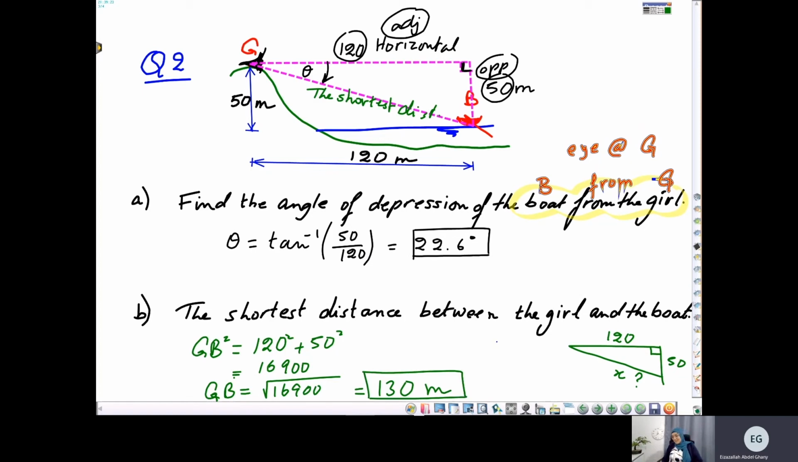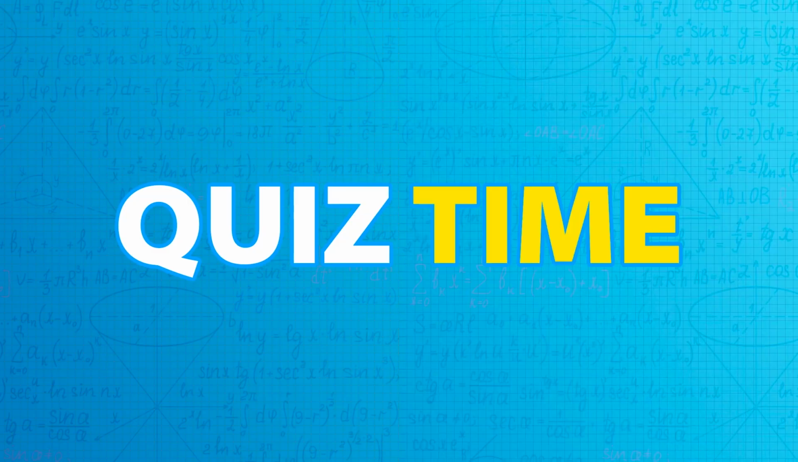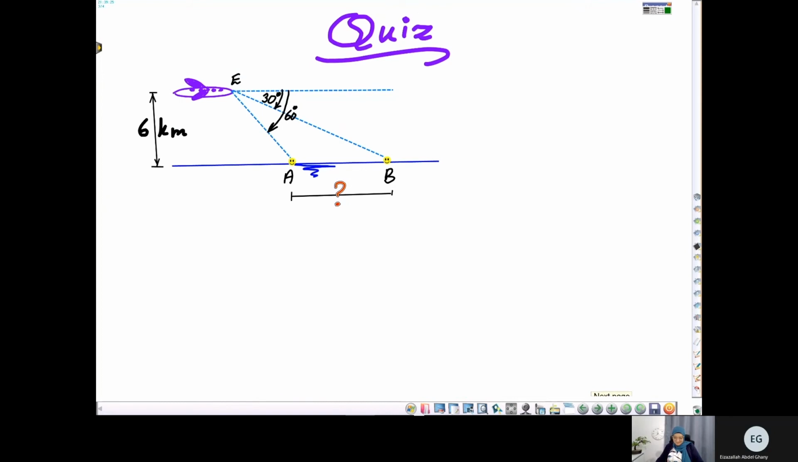Now it's quiz time. It looks like an airplane. Yes, it is. A plane is flying at an altitude of 6 kilometers. Altitude means height. Directly over the line AB. It spots two boats, A and B, on the sea.